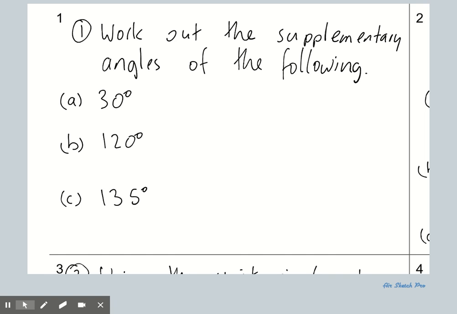Okay, so you were asked to work out the supplementary angles of the following, and supplementary means, Rosie? Yeah, that's fine, that you add them up to make 180. So these are the answers for these ones. It shouldn't have been a bit of a shock to you. 60 degrees. And 45 degrees.